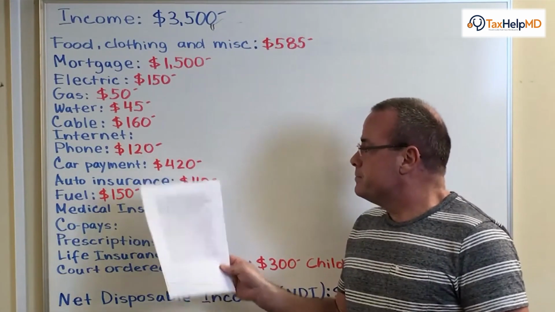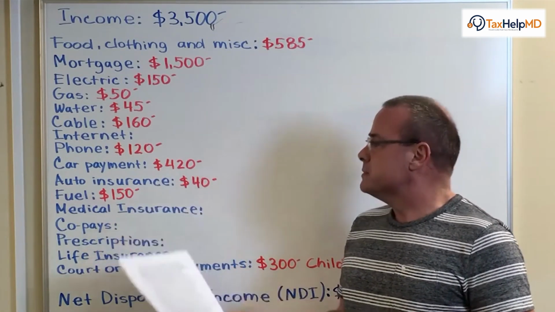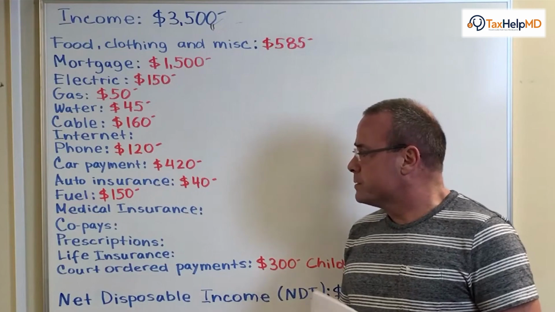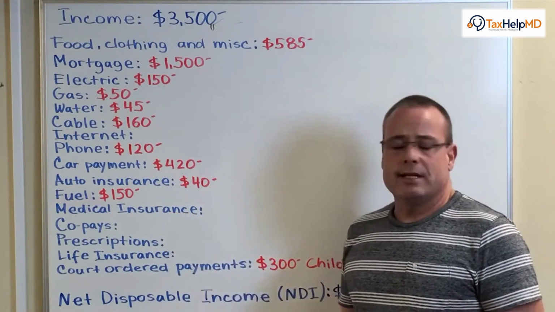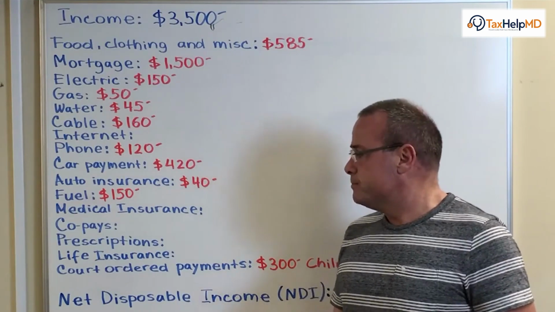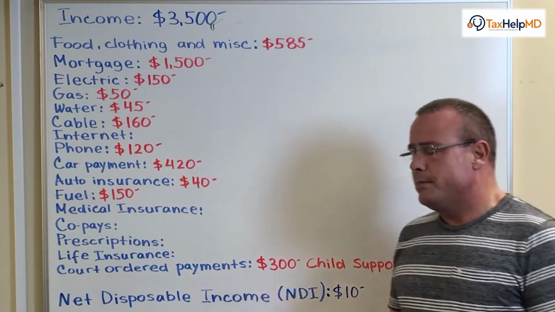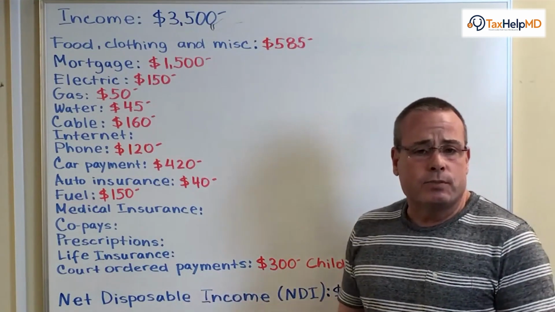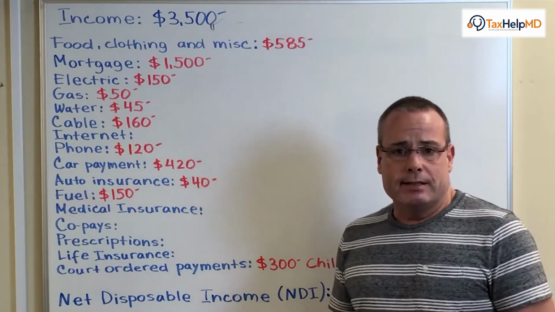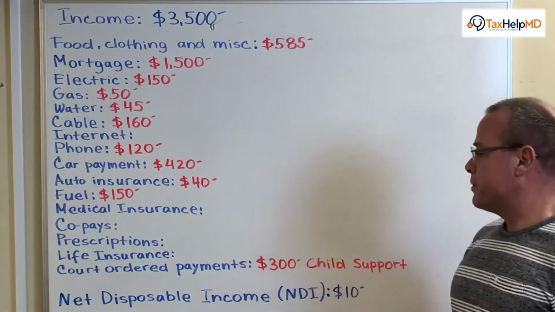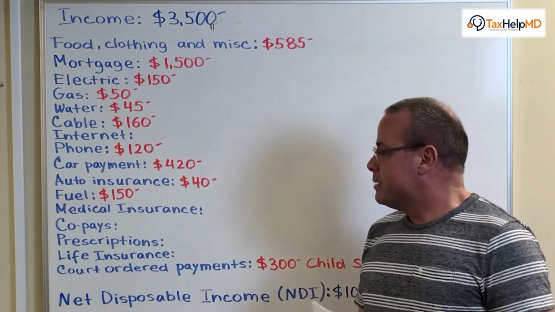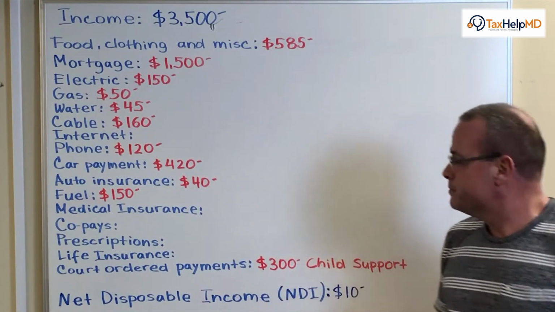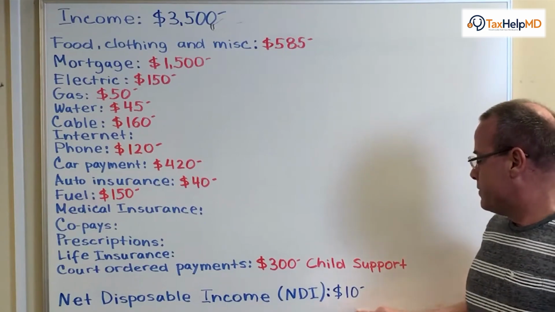You have your car payment, the auto insurance for the car, fuel to get back and forth to work, medical insurance, co-pays, prescriptions, life insurance, whether it's whole life or term, and then of course court-ordered payments like child support, alimony, judgments, anything like that. For this particular case, he's got $300 in child support. For this taxpayer, after subtracting all of the absolute necessary living expenses, he has a net disposable income of $10.